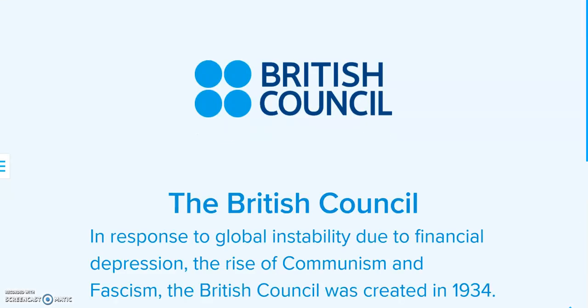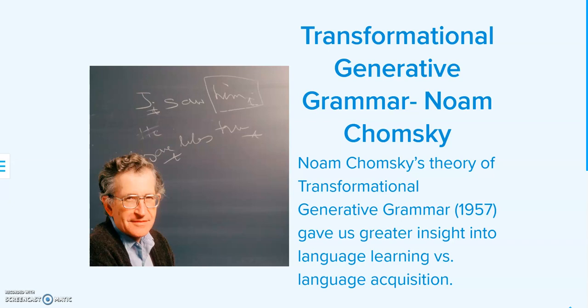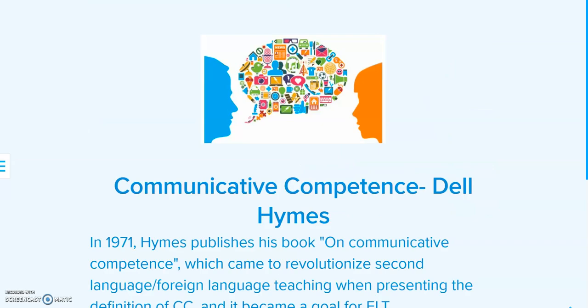We will begin with the creation of the British Council in 1934 in response to global instability due to the financial depression, the rise of communism, and fascism. Noam Chomsky's theory of transformational generative grammar gave us greater insight into language learning versus language acquisition. In 1971, Dell Hymes published his book on communicative competence, which came to revolutionize second language and foreign language teaching when presenting the definition of communicative competence, and it became a goal for ELT.